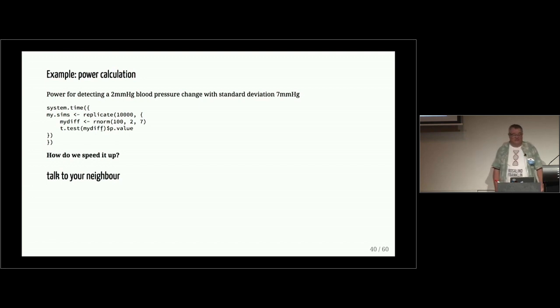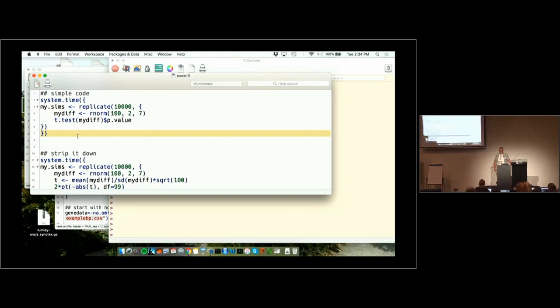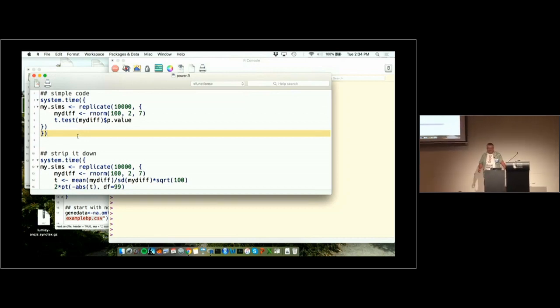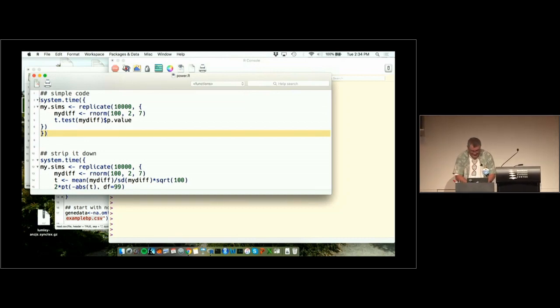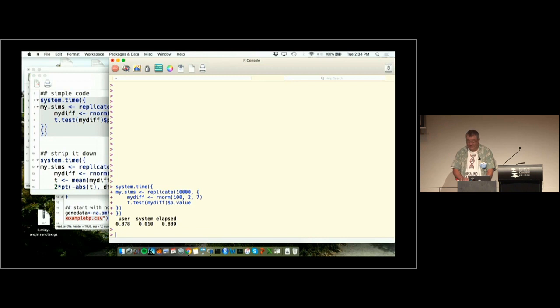So talk to your neighbor about this for a few minutes. The first thing we should do to speed up this code. Yes! Good, someone was listening. So that's a straightforward timing. What we really want to do is profile it.